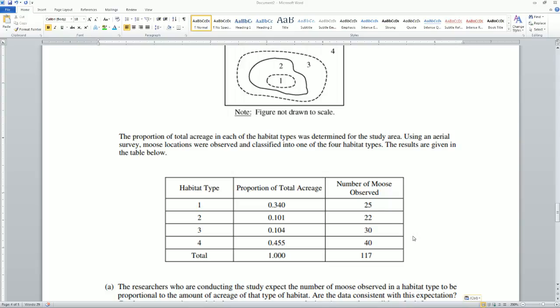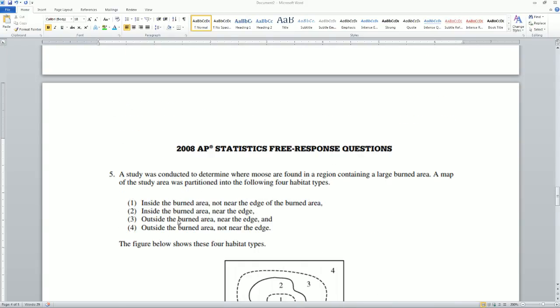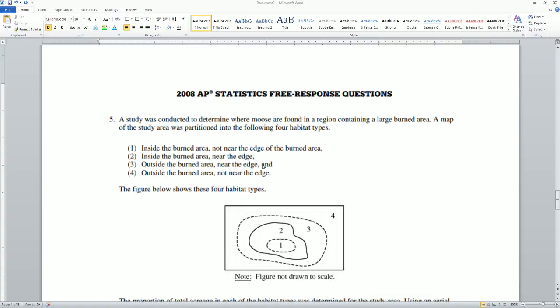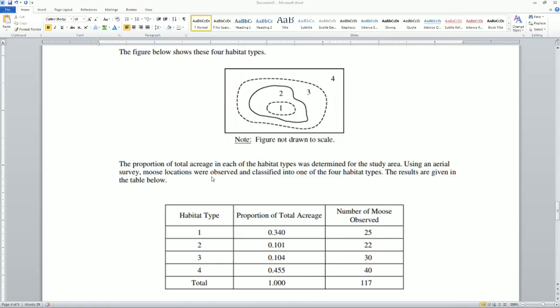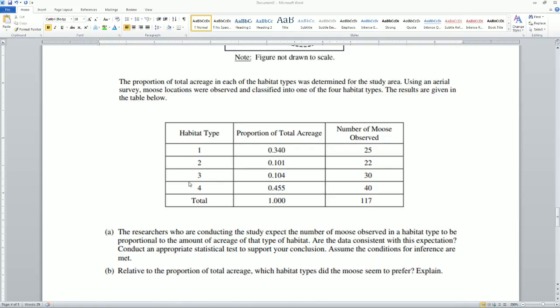And you're like, look, these are the categories, right? One, two, three, four: inside the burning area, near the edge, outside the burning area, outside the burning area, not near the edge. These are our categorical. Alright, so here, do the first part.